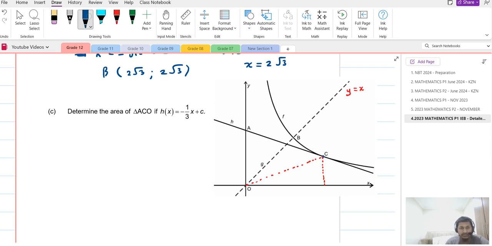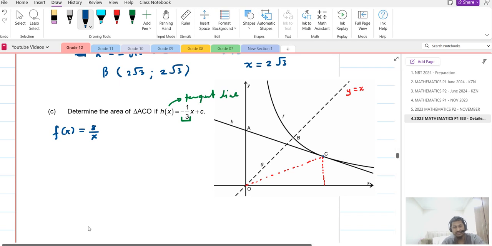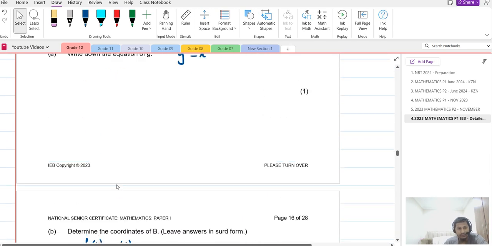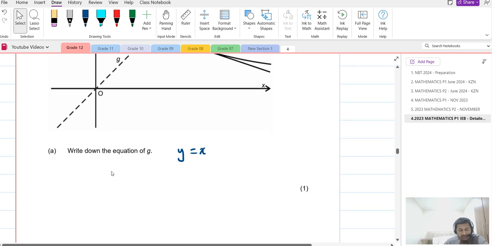Remember, because the equation of h of x is given, that's the equation of the tangent line. Remember, this is the equation of the tangent. So how did they get the gradient? They got the gradient by finding f prime x. So we need to find f of x, which is 8 over x. Was f of x 8 over x? No, it was 12 over x. F of x was 12 over x.